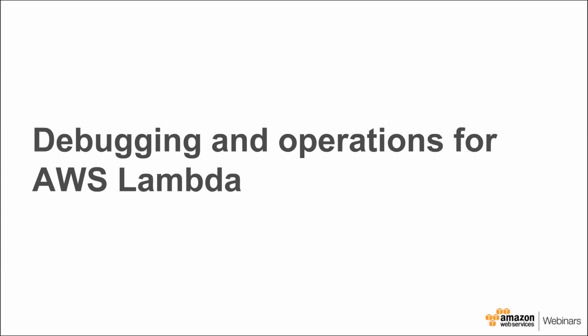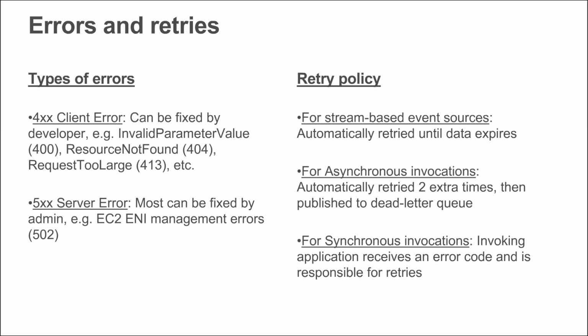So then let's talk about debugging in operations. So we talked about throttles, but specifically for errors, there are two types of errors, and the retry policy for errors is different than the retry policy of throttles. The types of errors are normally 4xx errors, which are client errors, which could be things like an invalid parameter value, a resource not found, I'm just trying to invoke a function which doesn't exist, a request too large, which might be, I'm sending in a payload which is greater than 6 MB and therefore cannot be processed.